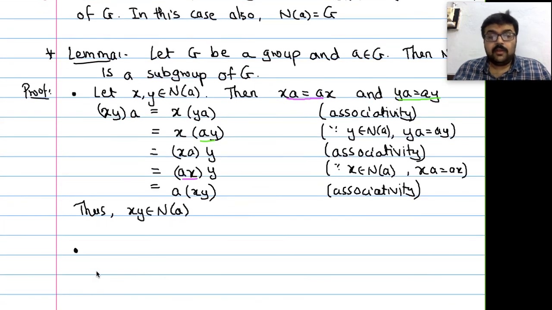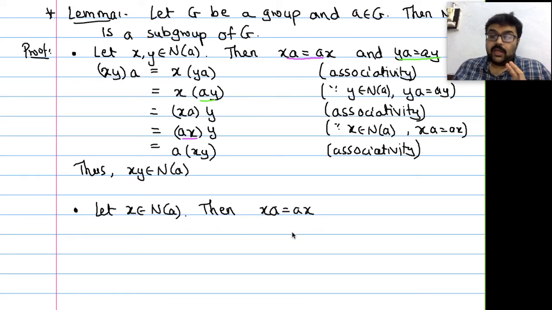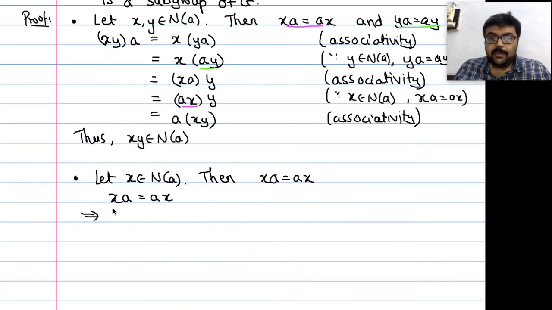Now the second thing, we have to show that every element in N_A has an inverse. So let X belong to the normalizer of A. Then, as we have done above, XA equals AX. That means X commutes with A. Now we have to show that X inverse also commutes with A. From XA equals AX, multiply by X inverse on both sides. So we have A equals X inverse AX. Then multiply by X inverse on the right side. So we have AX inverse equals X inverse A. And then we are done.